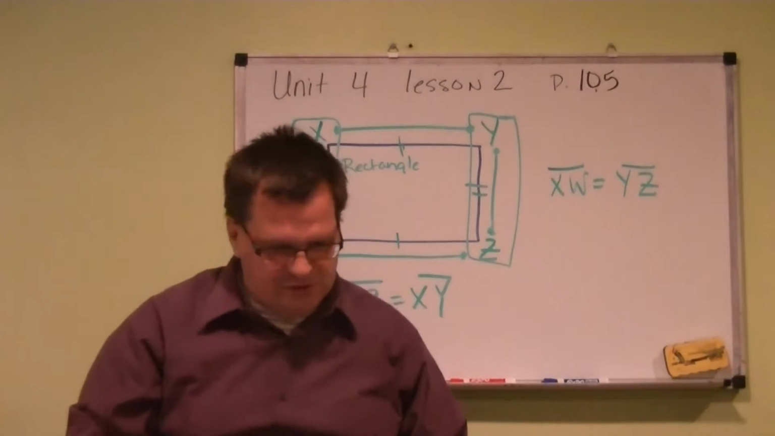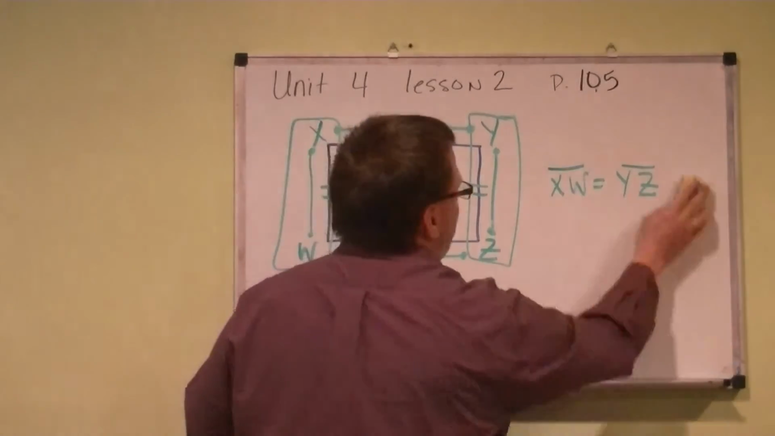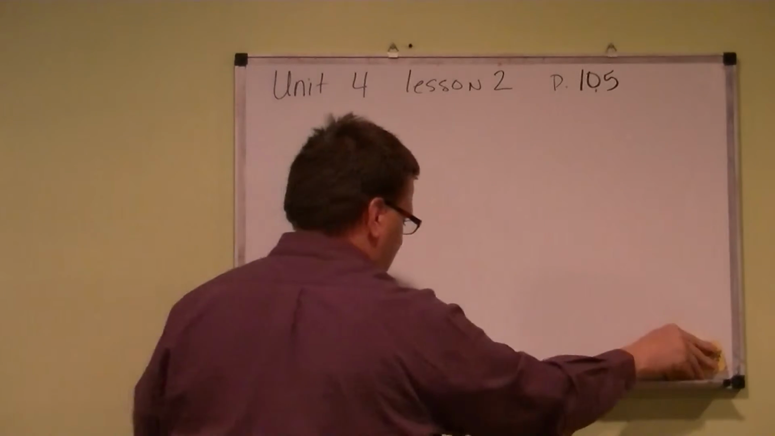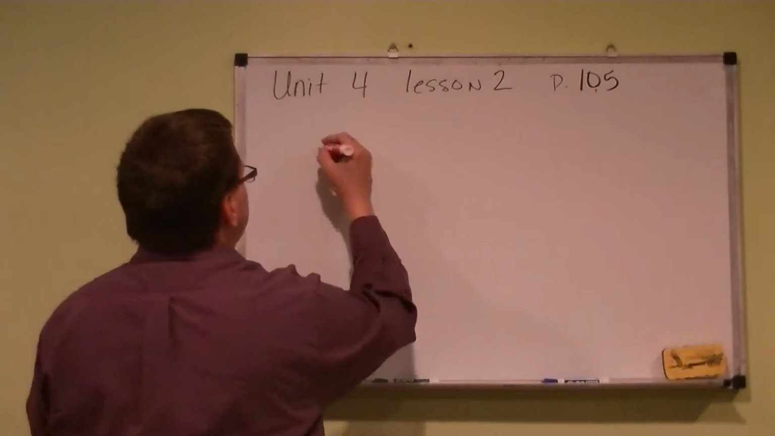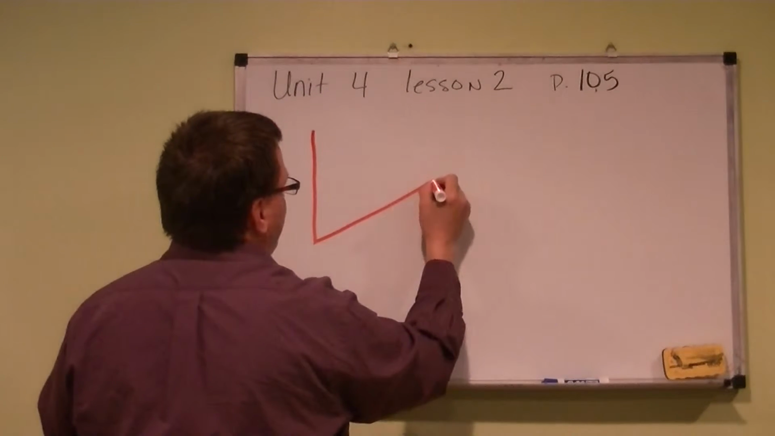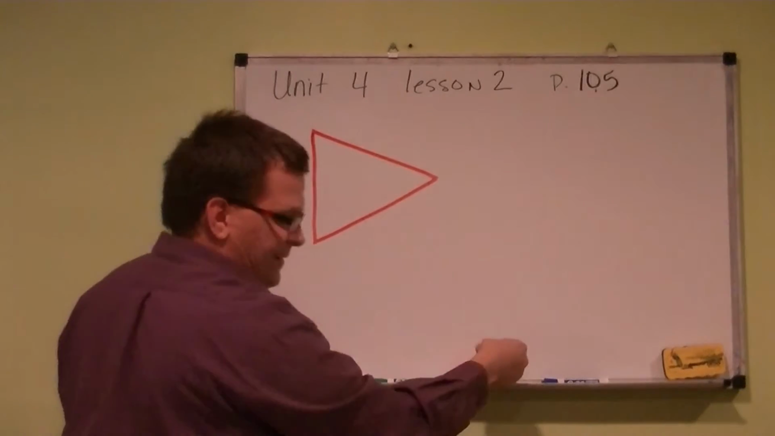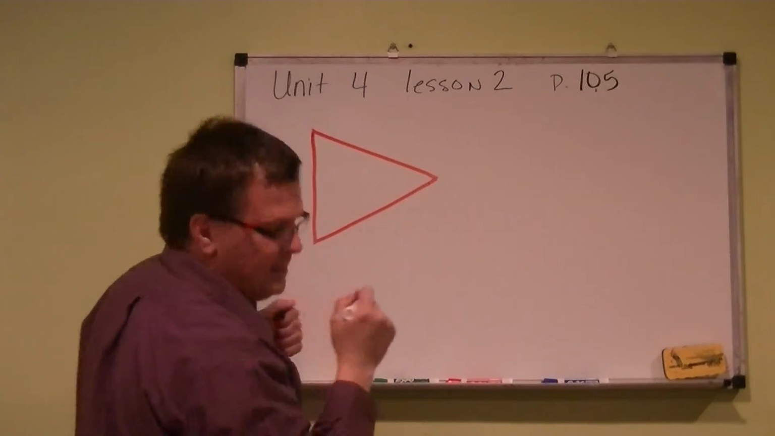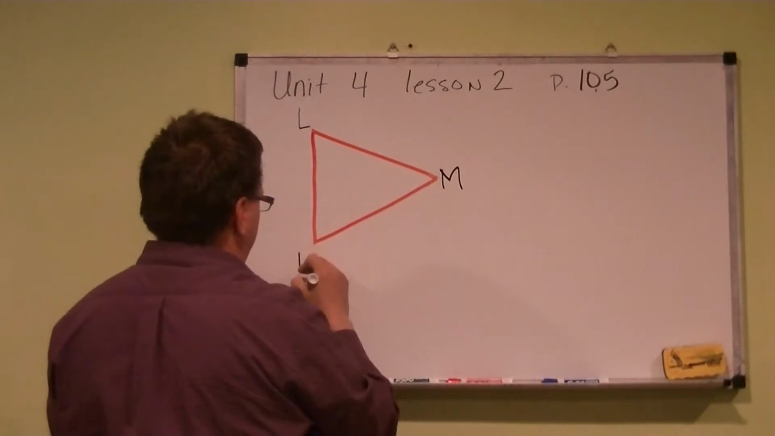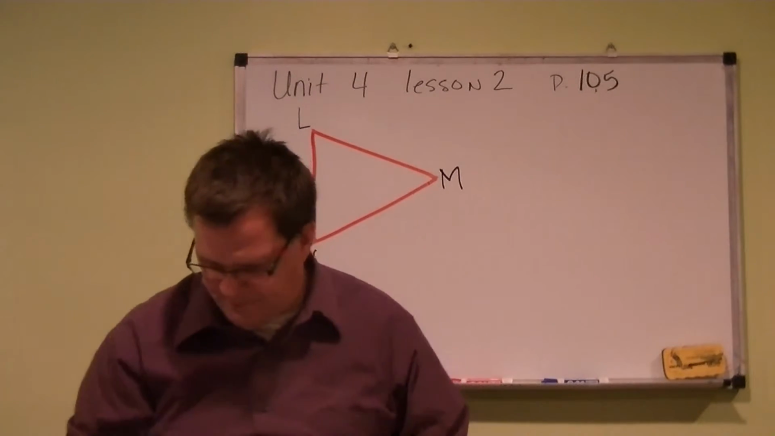Let's look at the very first one in your book on page 105. They have a triangle that's drawn. I'll do the best I can. Alright. And they have it labeled L, M, N. And it says, give two possible names for each figure.